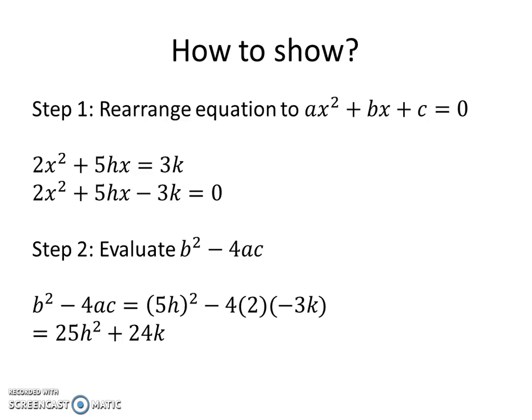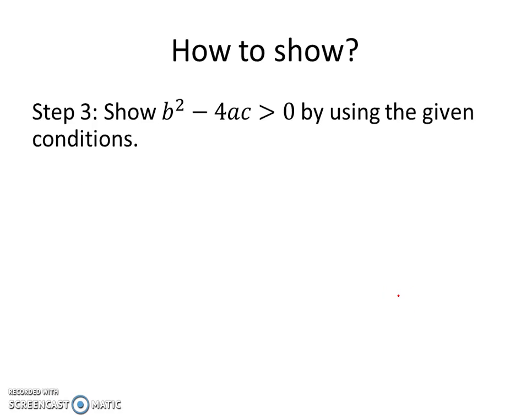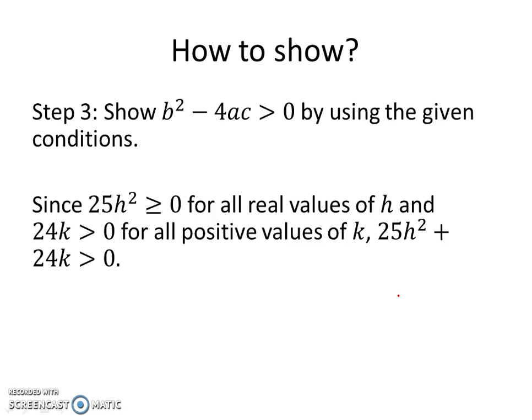So, like I said, our goal here is to show that b squared minus 4ac is more than 0. In the same way, our goal is to show that this particular term here, 25h squared plus 24k, is more than 0. We want to show this. So how do we go about showing this? Step 3, show that b squared minus 4ac is more than 0 by using the given conditions. So let's use the given conditions. Since 25h squared is positive for all real values of h.